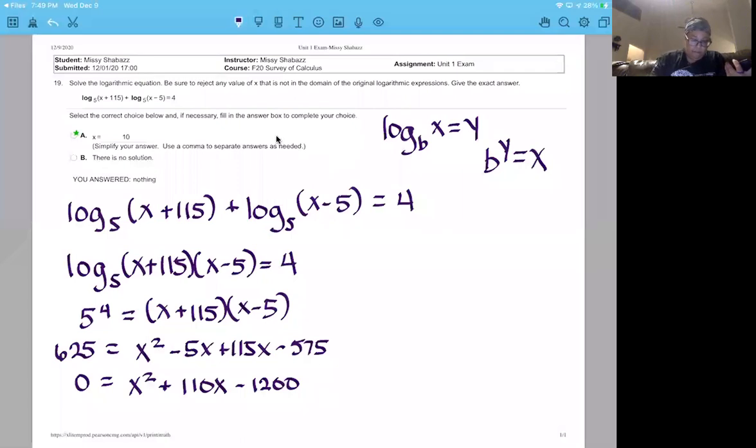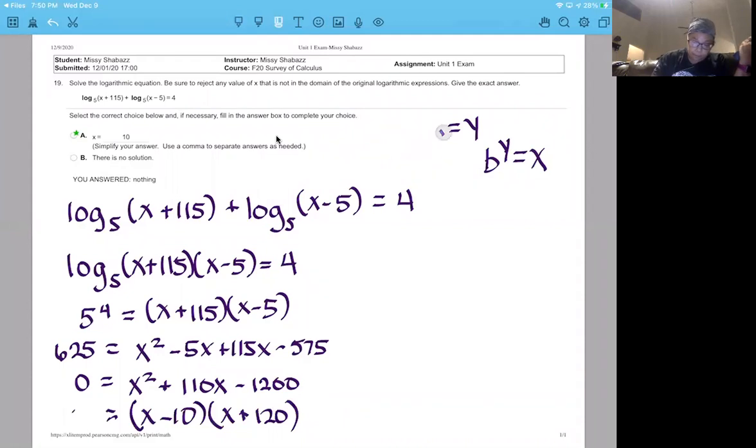Okay, so my factors are x minus 10 and x plus, whoops, I thought I had it, x plus 120. All right, I don't know why I didn't see that at first. Okay. Now, so that gives me answers, x equals 10 and x equals a negative 120.